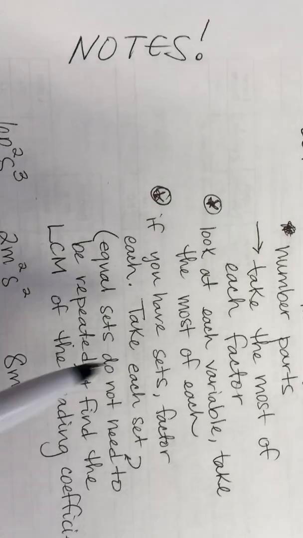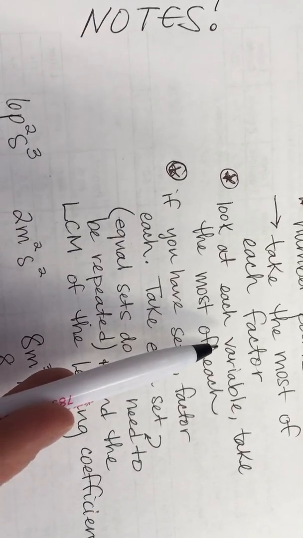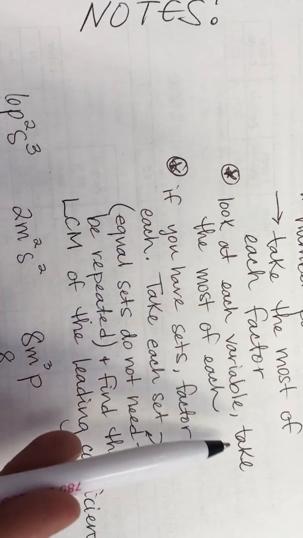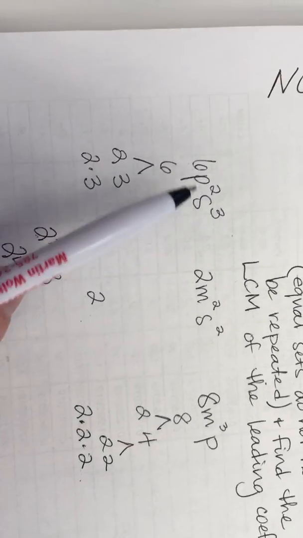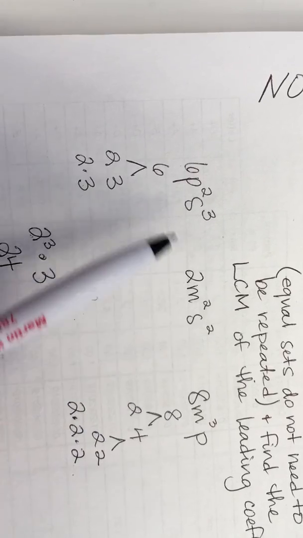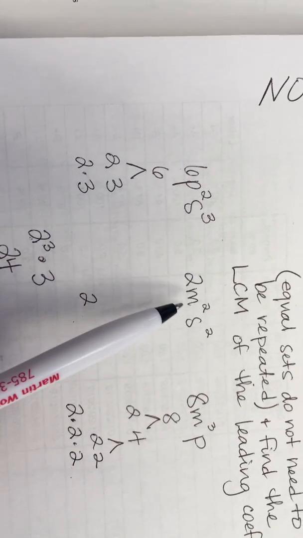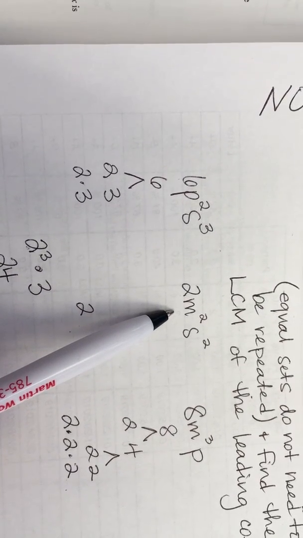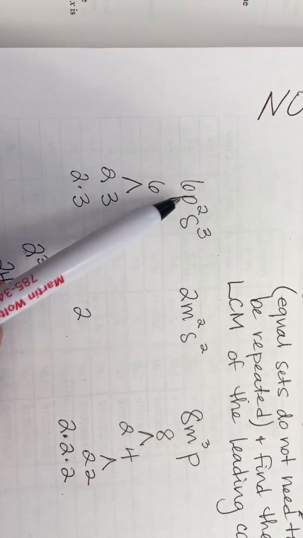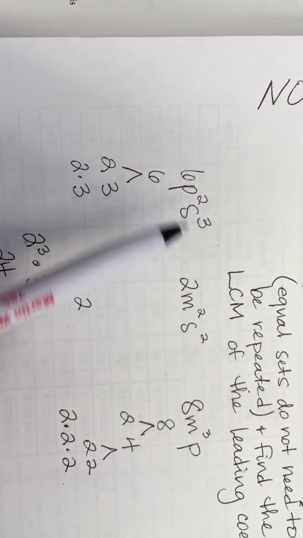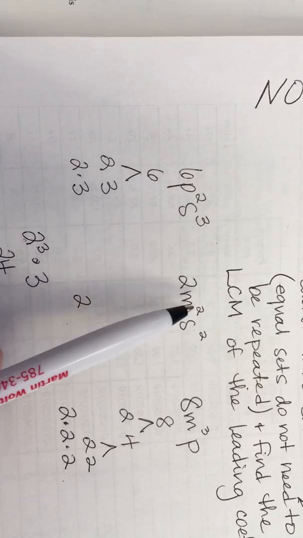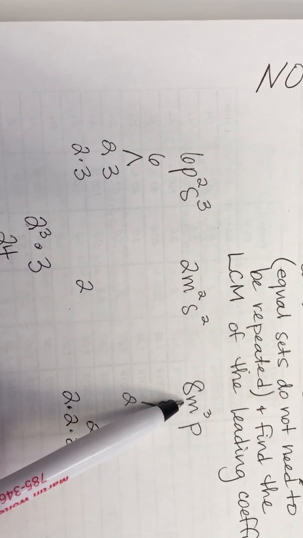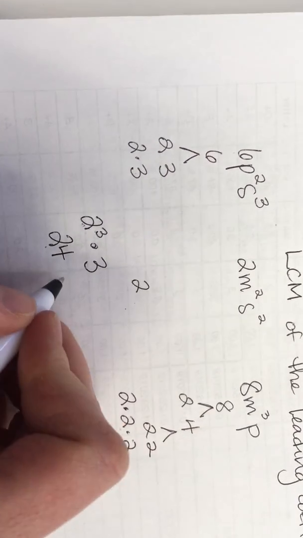There's my least common multiple between 6, 2, and 8. Now, I'm going to do something similar with the variables, except I don't have to tree method them. It says, look at each variable, take the most of each. So when I look at these 3 terms, I have P's, I have S's, and I have M's. Okay? So I go in alphabetical order. M would be first. Okay? He doesn't have any M's. This guy has 2, and this gal has 3. I'm going to take the most.